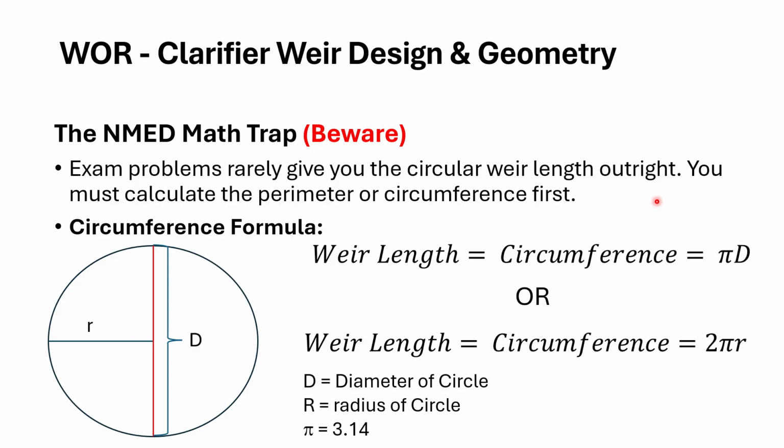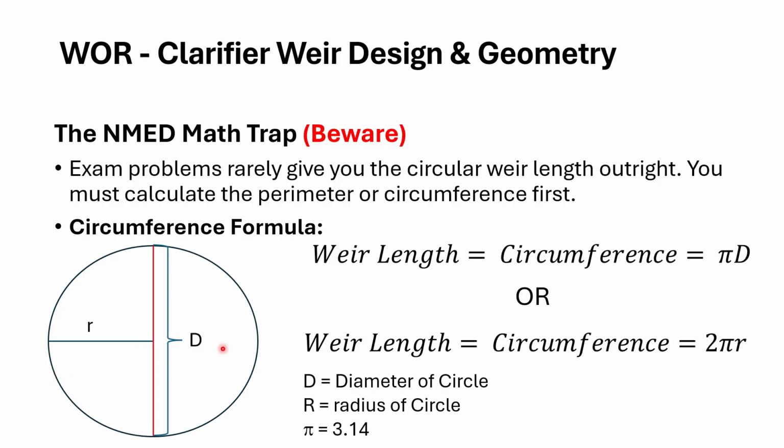Typically, you're going to be given a circular weir with a diameter, and they're going to expect you to calculate the circumference of that shape, which is the perimeter all the way around the circle, the path all the way around the circle. That's the circumference. Looking at a circle, here's the diameter D, and here's the radius R. The radius R is from the center to one side, whereas a diameter is from one point on the circle to the opposite point, and it passes through the center.